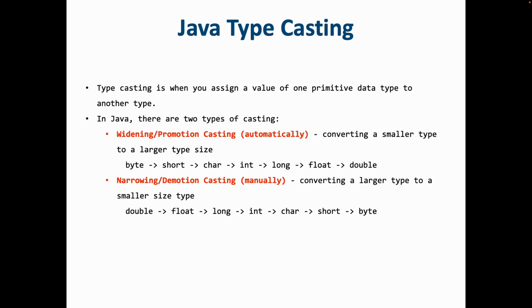What it means is we can do widening casting, which means converting a smaller type to a larger type. Like if I have a byte, converting it to short, char, int, long, float, and double. As you know, byte is 1 byte, short is 2 bytes, char is 2 bytes, integer is 4 bytes, long is 8 bytes, and so on. So we are widening, converting a smaller type to a larger one.